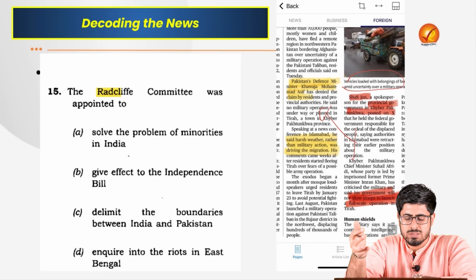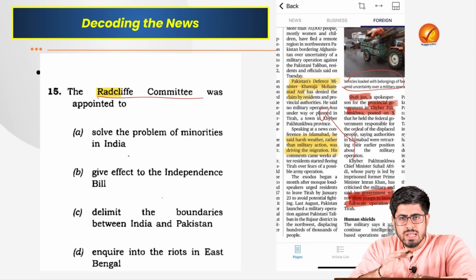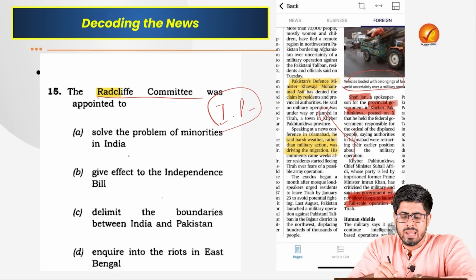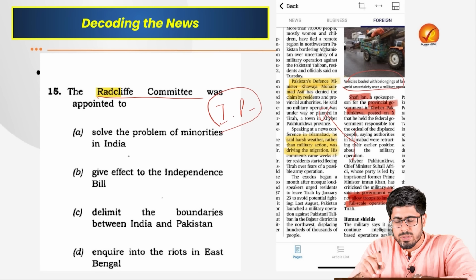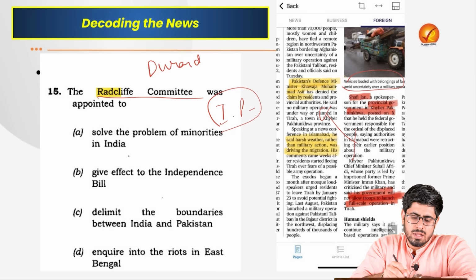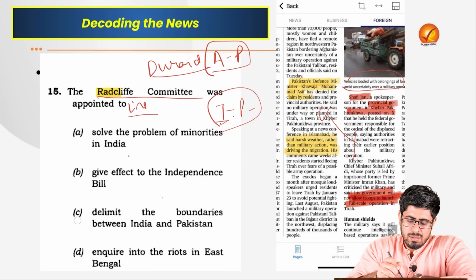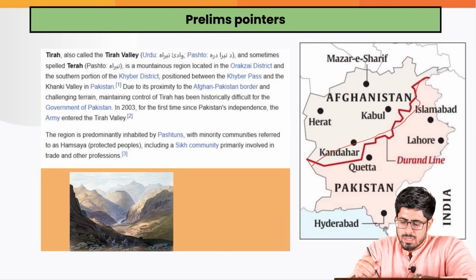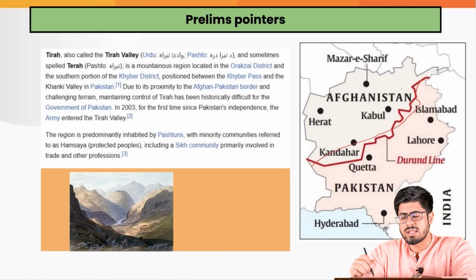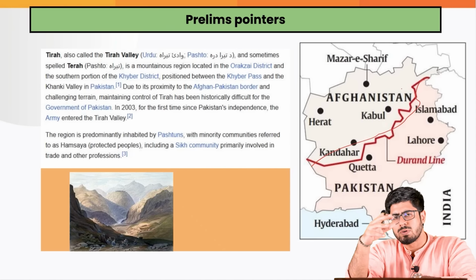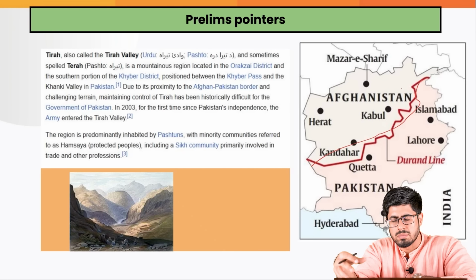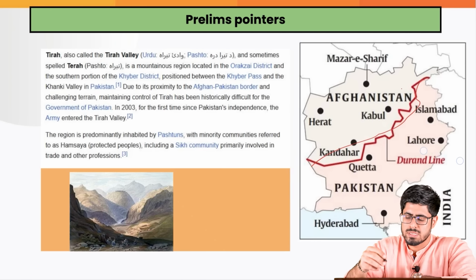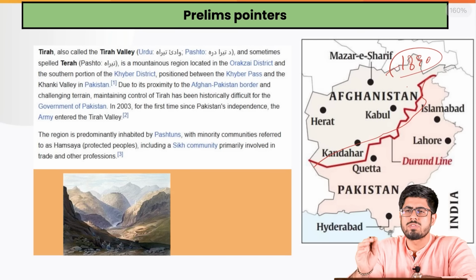In a previous year question, UPSC has already asked about the Radcliffe Committee, which was related to the India-Pakistan boundary line. This location of Tirah is actually located on the Durand line. Radcliffe line is the line that separates India and Pakistan. Durand line, on the other hand, is the line that separates Afghanistan and Pakistan. So it would become very important for us to know where this thing is happening. This is the Durand line for you, which is dividing Afghanistan and Pakistan territory. While the Radcliffe Committee was formed in 1947 to give effect to the partition, this was a pre-partition treaty which happened in the 1890s after the Anglo-Afghan wars.